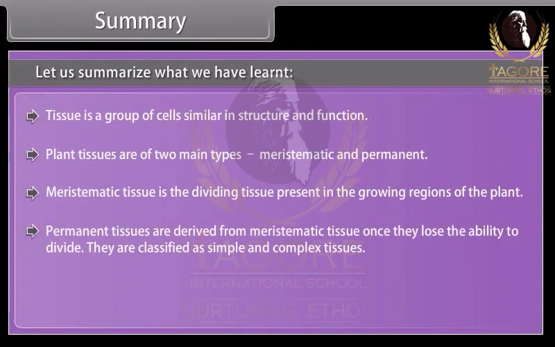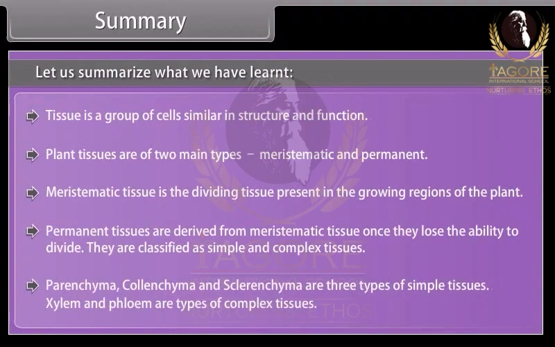They are classified as simple and complex tissues. Parenchyma, collenchyma, and sclerenchyma are three types of simple tissues. Xylem and phloem are types of complex tissues.